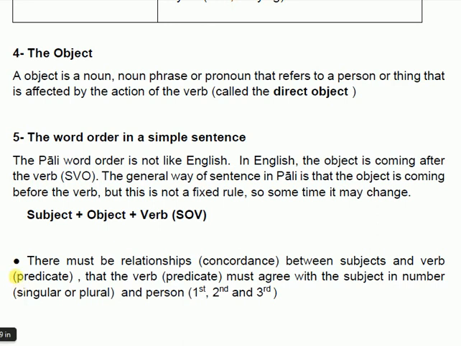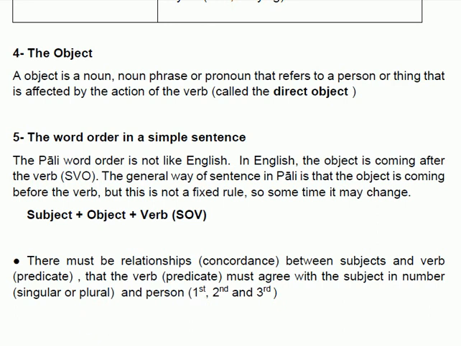Okay, let's read another note with the red dots here. There must be a concordance between subject and verb predicate. The verb predicate must agree with the subject in number, singular or plural, and person, first person, second person, third person. Don't worry. For now, just keep this rule in mind. Later you will understand what it means, and it will become familiar when you do the exercise.